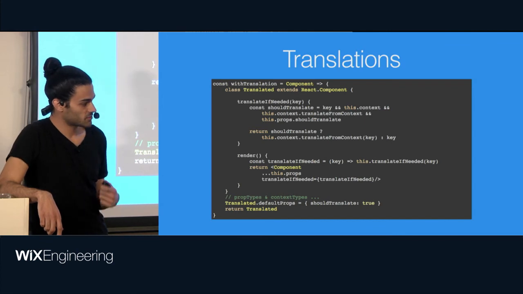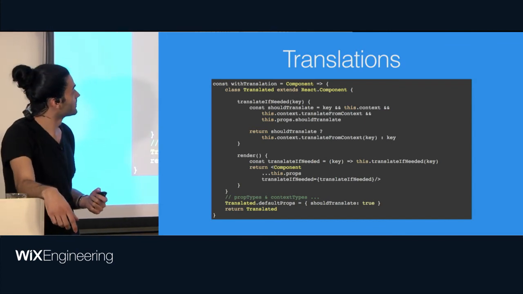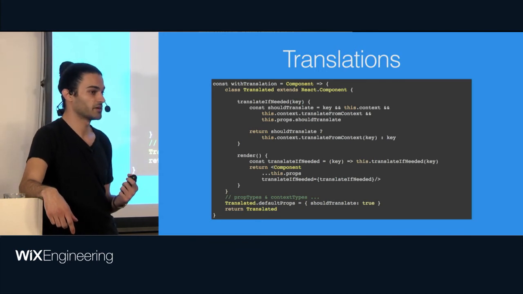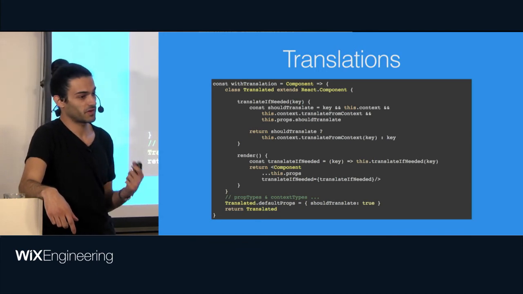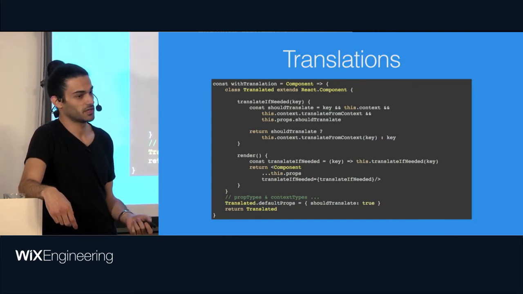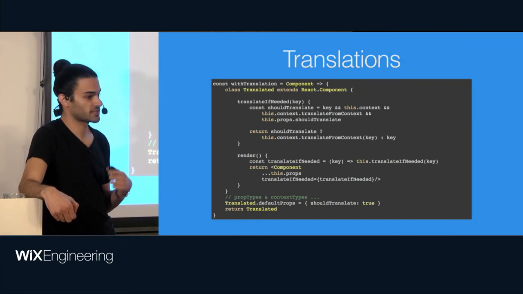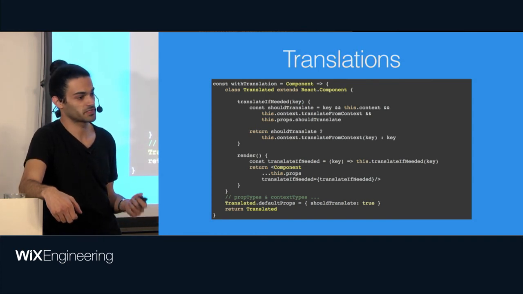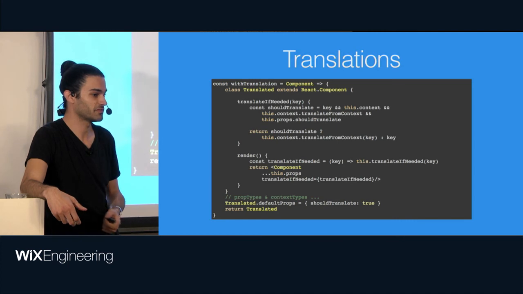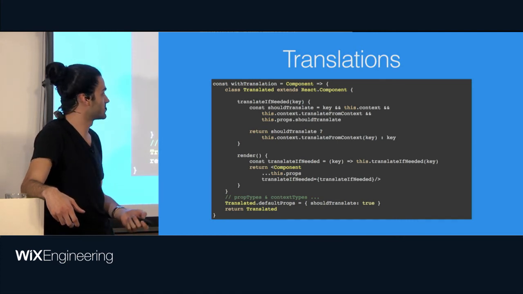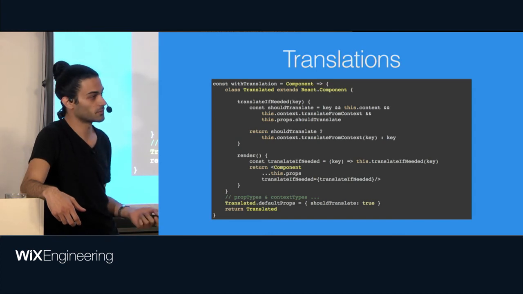So this translation higher order component searches for a React context in our application. If it finds one, it translates all the keys in your components. If there is no context, it just passes the key through. So if you don't want translation when using the UI library, you don't even have to know about it. But if you do want translation, you just add the translation function in the context, and you're good to go.